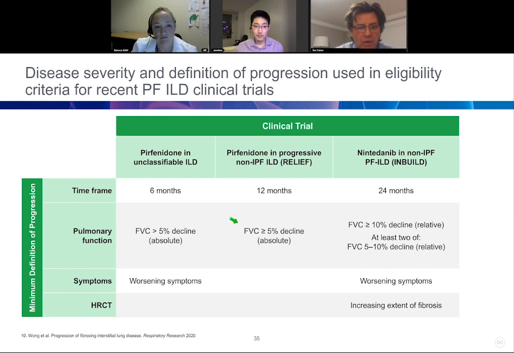So you could say that the pirfenidone in unclassifiable ILD trial probably has the strictest definition, because all of this has to occur over 6 months, whereas the INBUILD trial is probably the most liberal. You have 24 months to see these things happen, and there are many, many ways to get it. And it's not just spirometry, actually. You can have a combination of worsening symptoms and increasing extent of fibrosis. The differences and nuances between those are still being teased out.